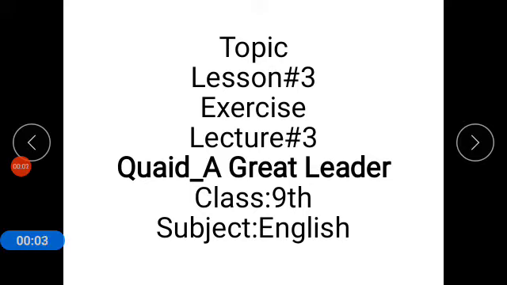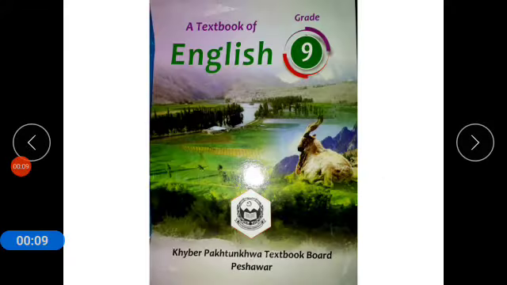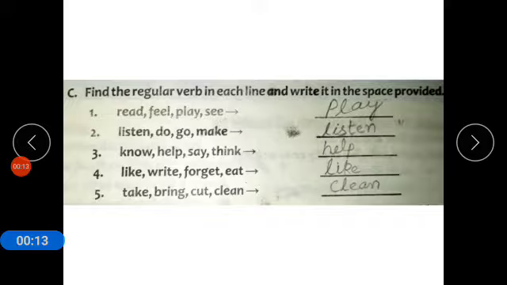Students, topic lesson 3, exercise lecture 3, Kai the Great Leader, class 9, subject English. Book for class 9. Coming to the book exercise, which is exercise C. Find the regular verb in each line and write it in the space provided.